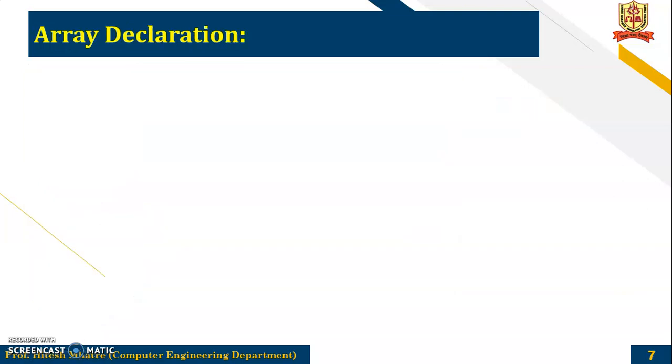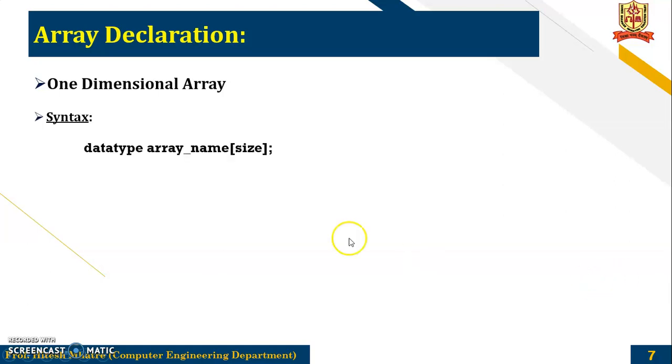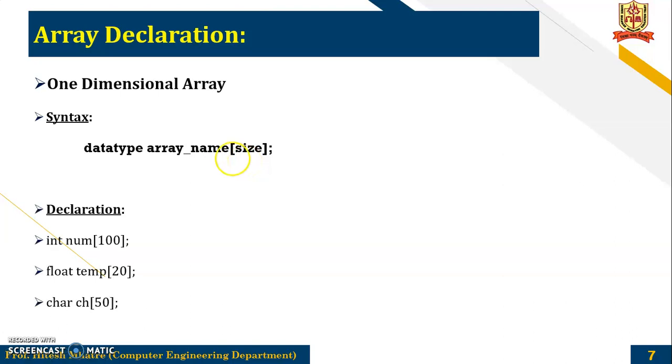Now how do you declare an array? First we will start with the one-dimensional array. The syntax is data type, meaning what type of array you want, like integer, float, character, and so on, then the name of the array and the size. Because it is one-dimensional, we require only one size. This is the declaration.